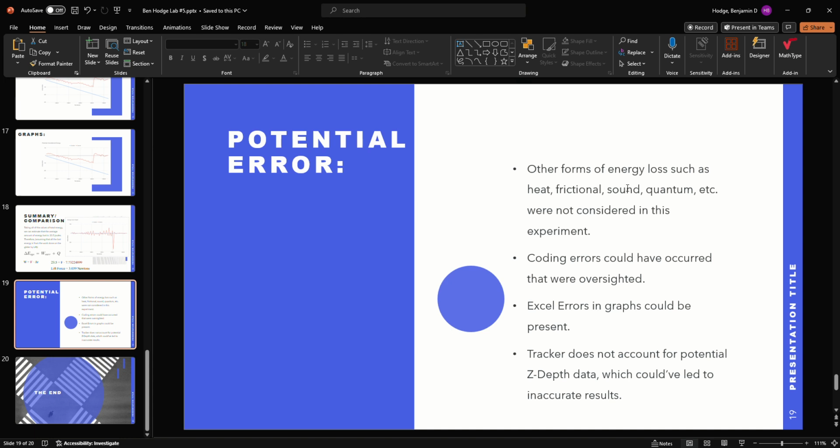Potential error: other forms of energy loss, such as heat, friction, sound, quantum, etc., were not considered in this experiment. Coding errors that could have occurred that were oversighted. Excel errors, then graph errors that could be present, definitely on those two. Tracker does not account for potential z-depth data, which could have led to inaccurate results. That's most likely true. And also mass errors in assuming that it was 100 kilograms.